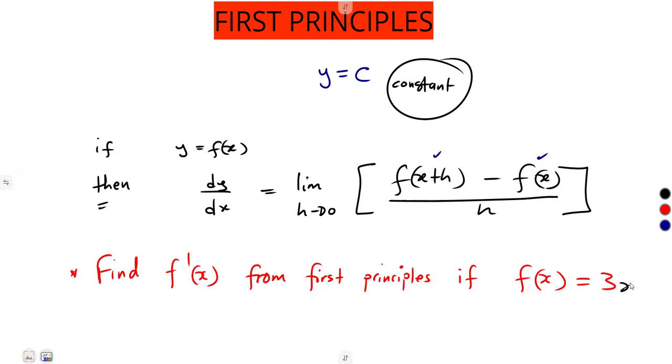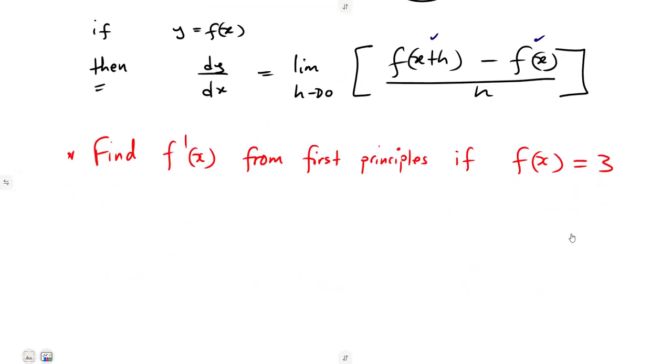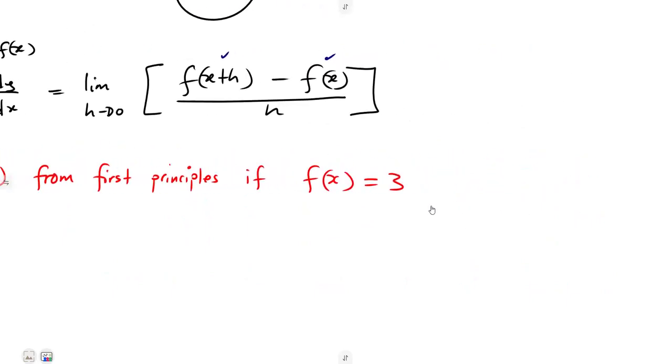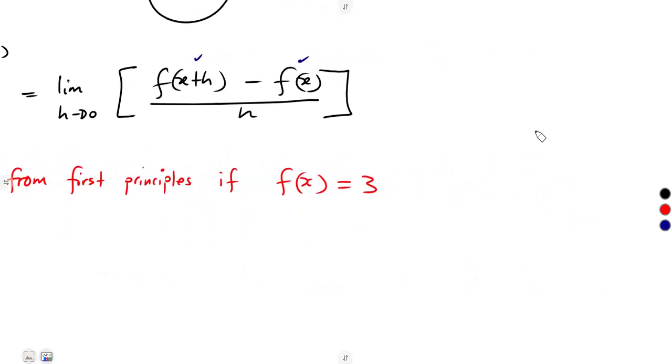We do not have x there. It's just a constant that you're given. So what is then going to be the derivative from first principles? As our formula requires, we are going to need f of x, which we already have, and also f of x plus h. So our f of x is 3. What about f of x plus h? What does this part actually mean?